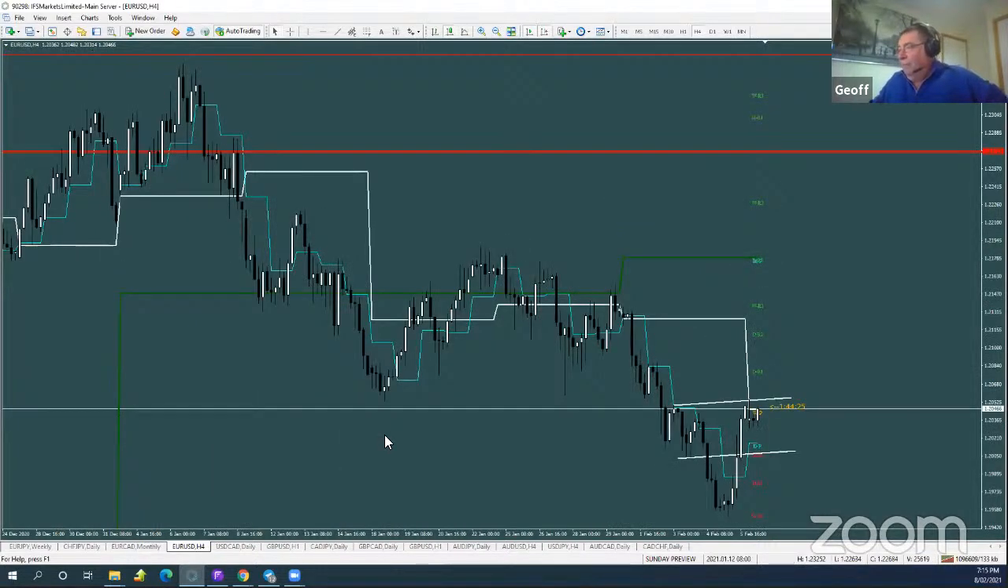Euro dollar. Now, euro dollar is another interesting scenario. It always is, euro dollar.